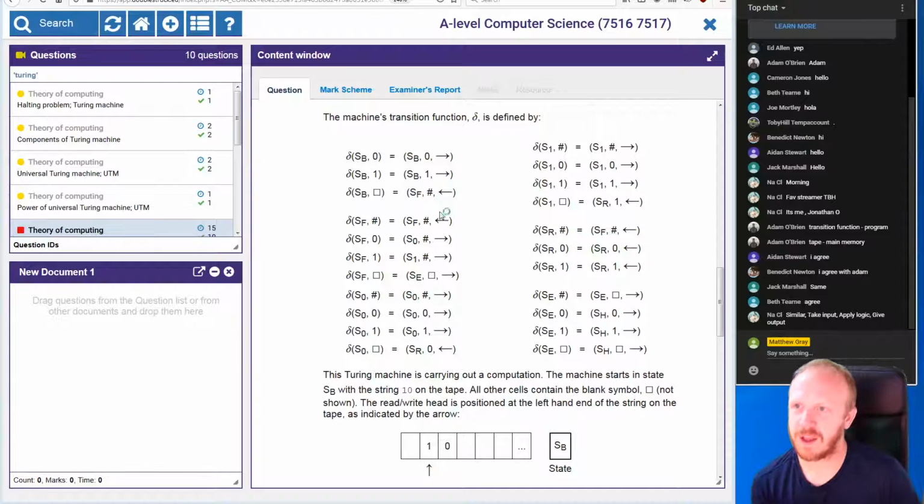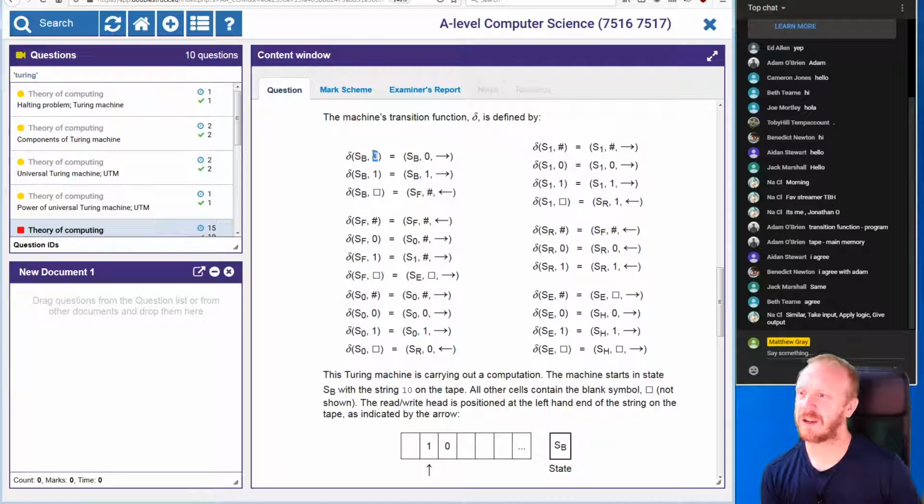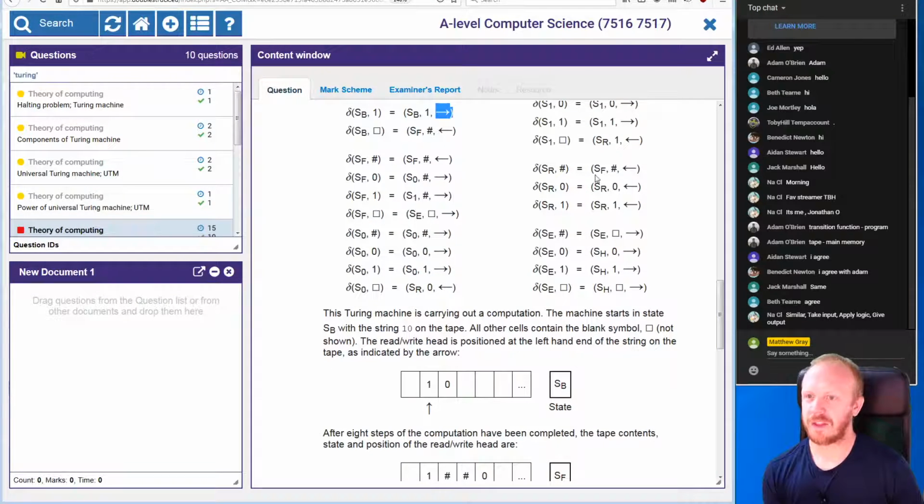Have a go at this in a bit. So this is the transition function. What this means is if we're in state SB and we're reading a 0, then leave it in state SB, leave it as 0, and move 1 to the right. If we're in state SB and we read a 1, then leave it in SB, leave a 1, and move to the right. So this is similar to mine, it's just moving to the end first. And these are all those ones.